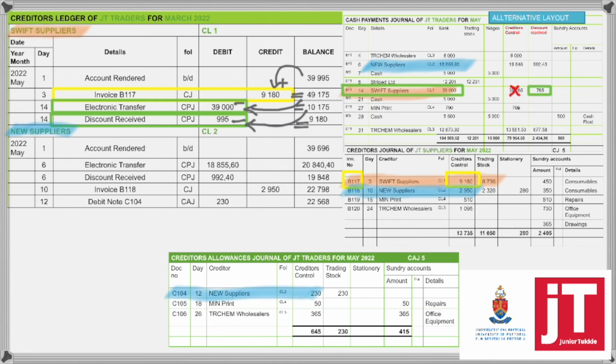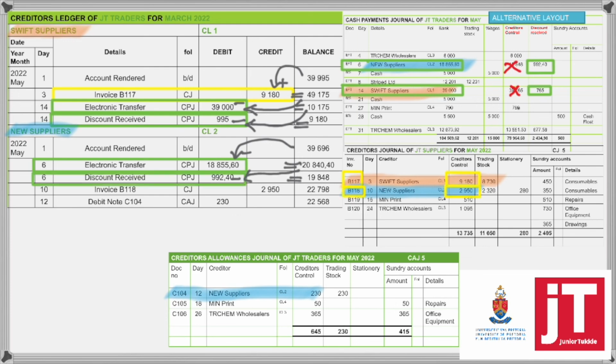Then the next one, new suppliers. Yet again, I look at all my journals and I look for new suppliers entry, and I have the new suppliers in the CPJ. Yet again, I look at the total in the bank column that I need to post to the debit side there. And so the 39,696 minus the 18,855.60 gives you that 20,840.40 cents.